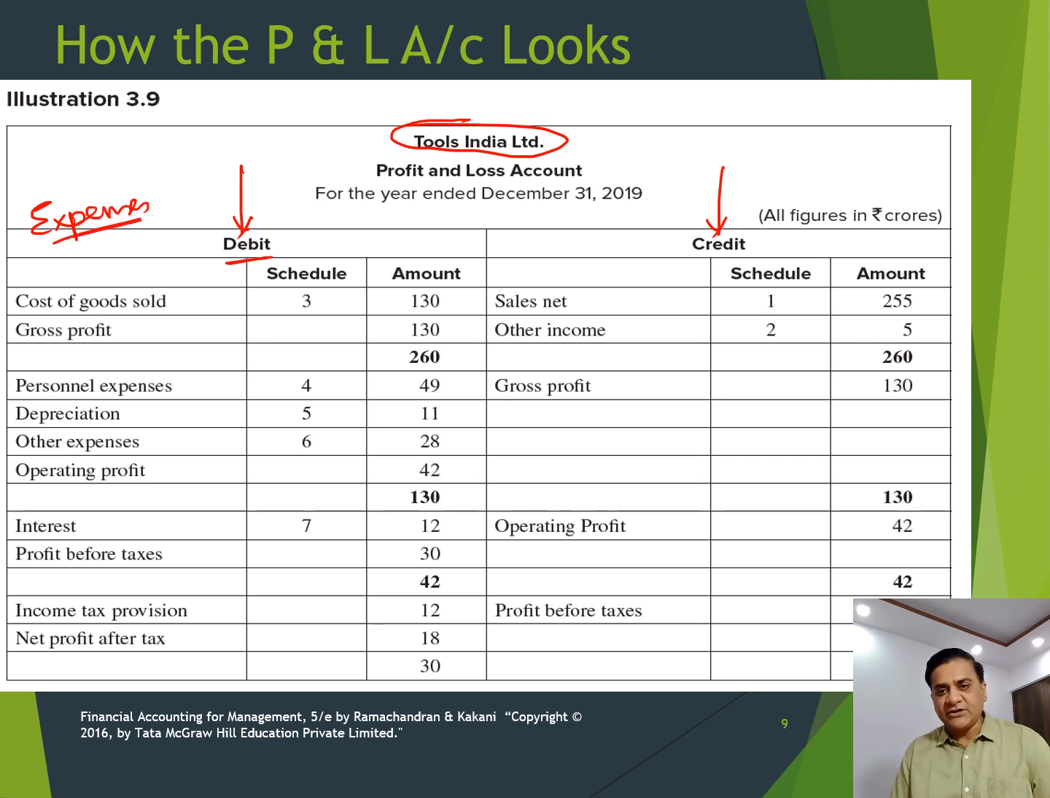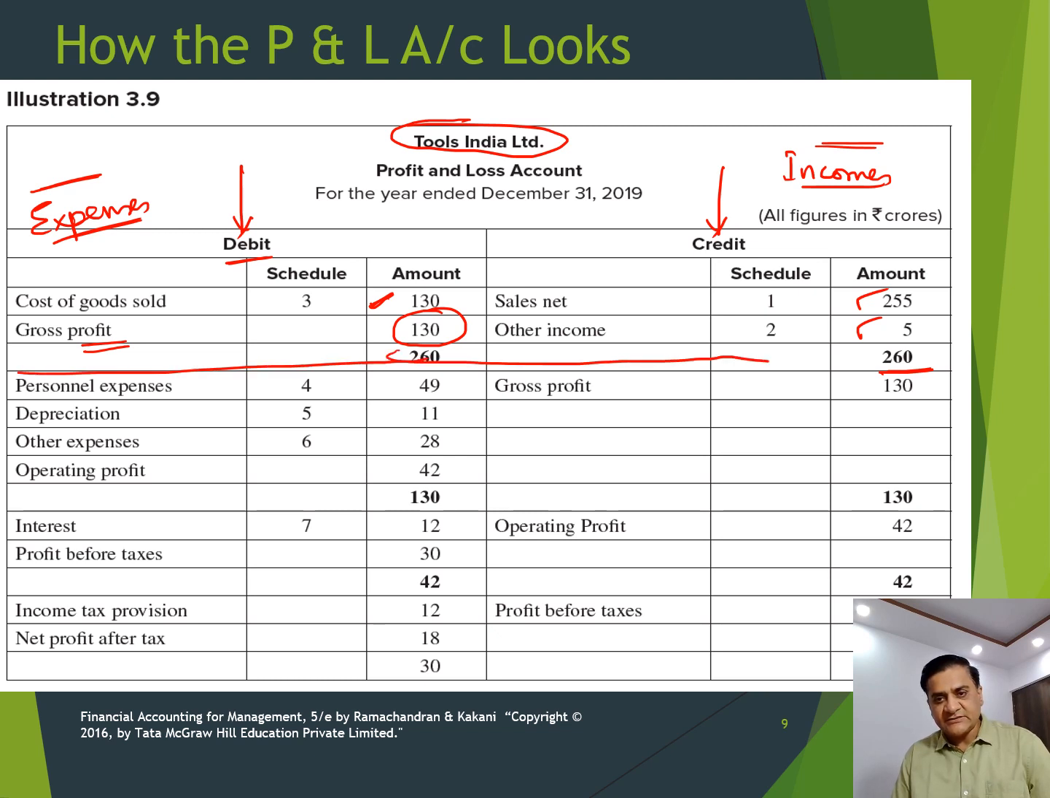On the right side you write all the incomes, which is called the credit in the accounting language. Income means whatever sales or other income there are; this is your total income. Out of this total income, you deduct your expenses. 260 minus 130 gives you 130, which is called your gross profit. This completes the first stage, which is called your trading account.